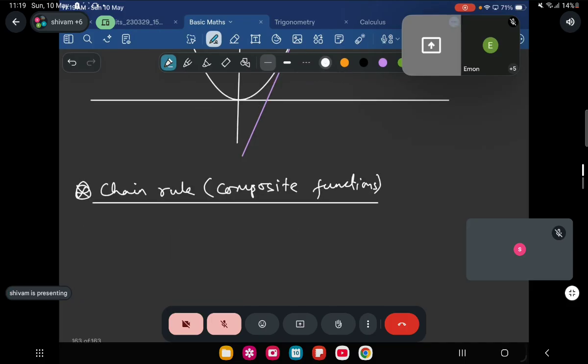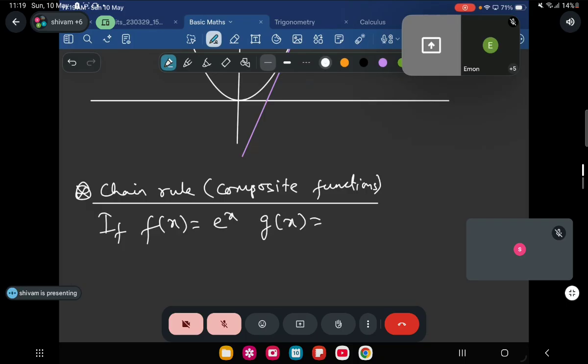Pay attention. If f of x equals e to the power x and g of x equals x square, then f of g of x is equal to e to the power g of x. Instead of x, you have to substitute g of x. And what is g of x? x square. So this is the composite function, composite of e to the power x and x square: e to the power x square.